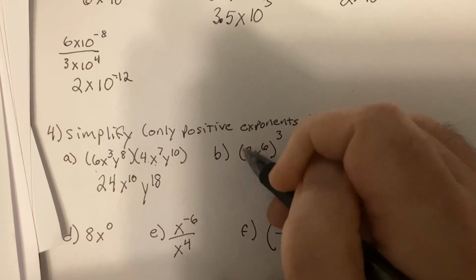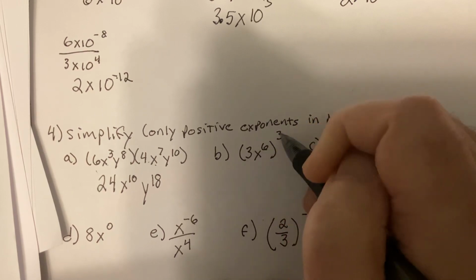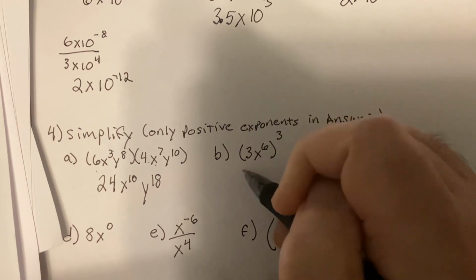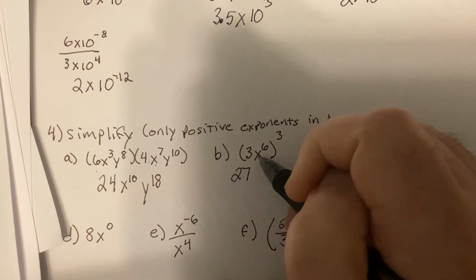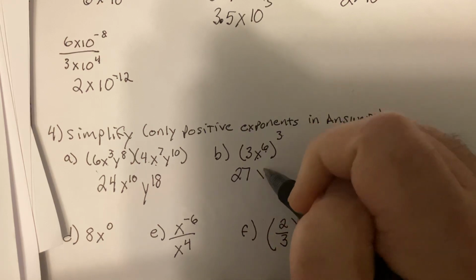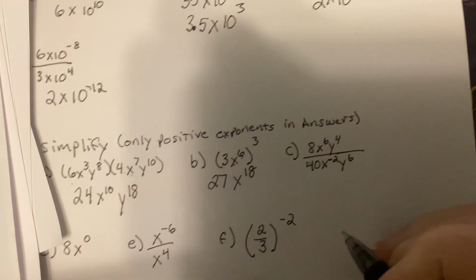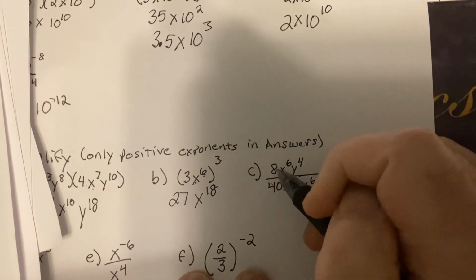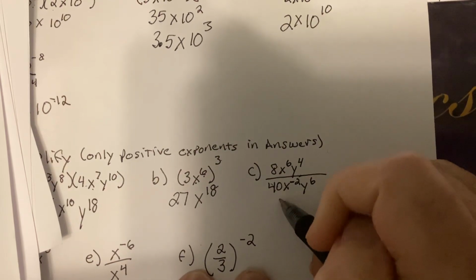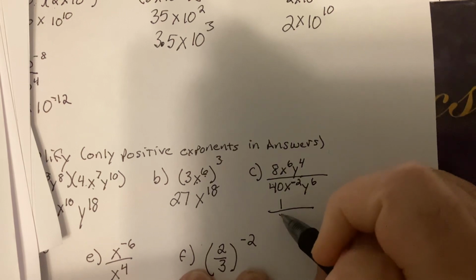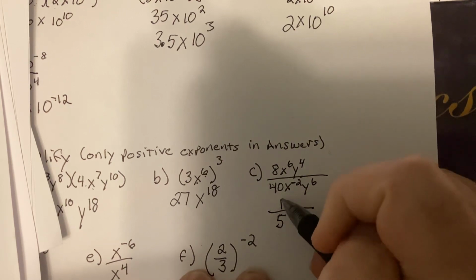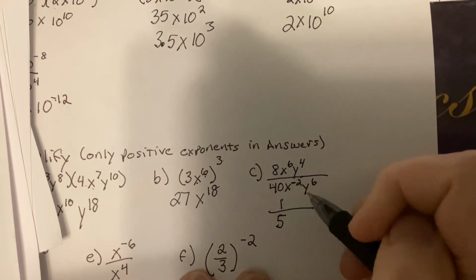Here, when you have something in parentheses to a power, you raise everything to that power. 3 cubed is 27. X to the 6 cubed is x to the 18th. 8 goes into 40. That'd be 5 on the bottom, 1 on top because it canceled out.